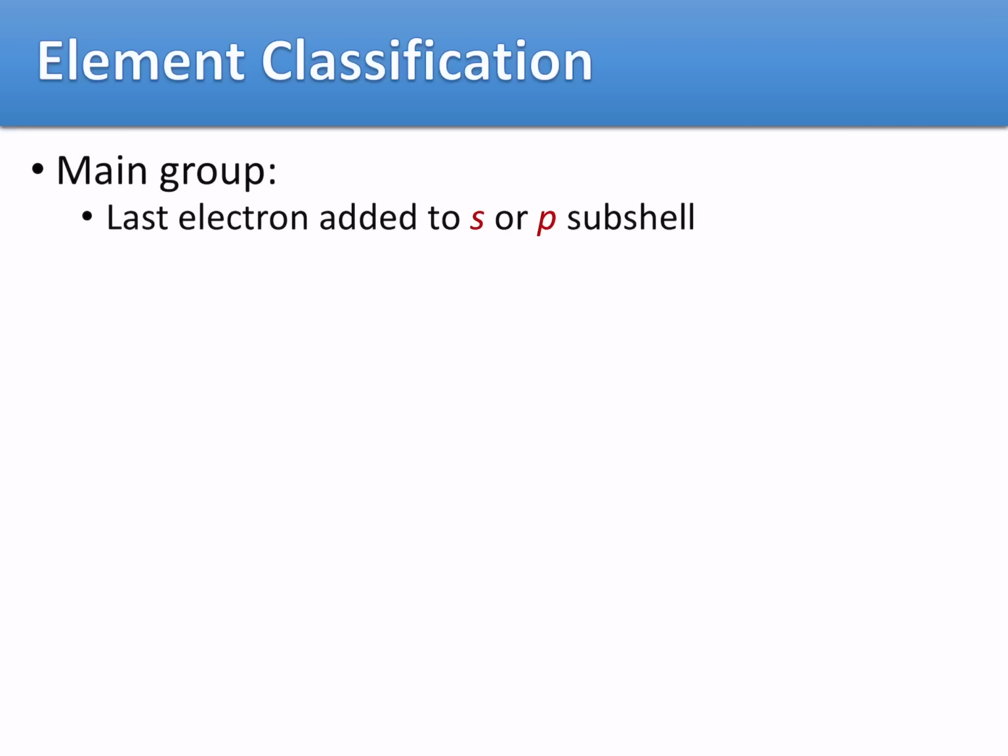And this electron configuration now allows us to classify these elements, okay? Because according to the electron configuration, now we can say, well, the main group elements are those that the last electron is going to an s or p orbital.